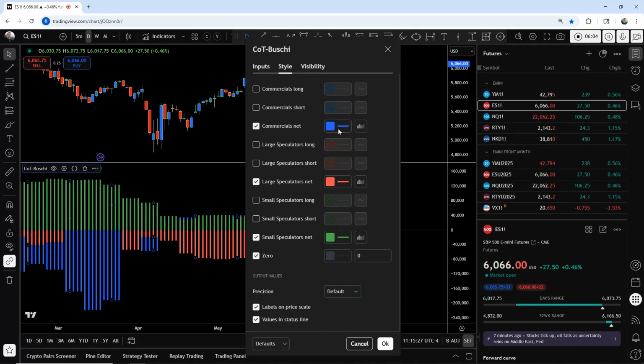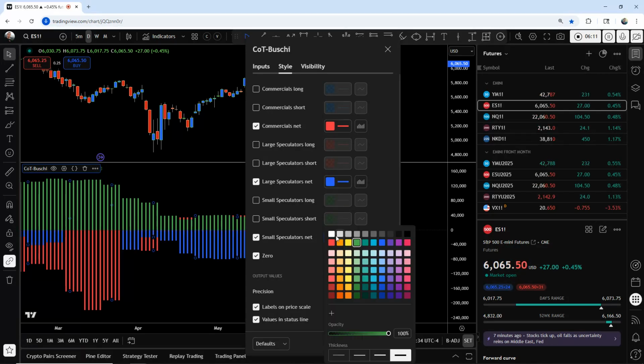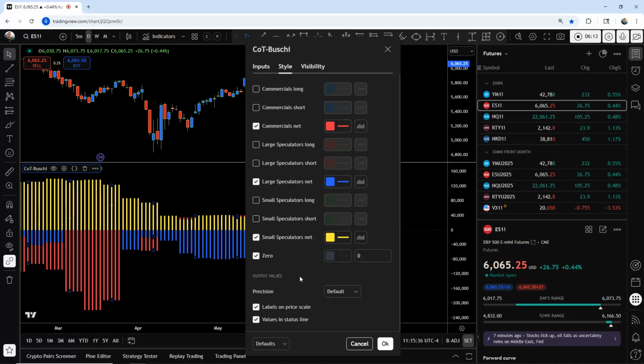And finally, this is personal preference. I like to see commercials red, my large spec blue, and my small spec yellow. Again, that's just my own thing, but if you want to do that, you could do it too. Some traders like different colors. Those are the ones I use. Some other traders use these same colors just to make it easy. I think blue, red, yellow is an easy system. Okay, enough of that.